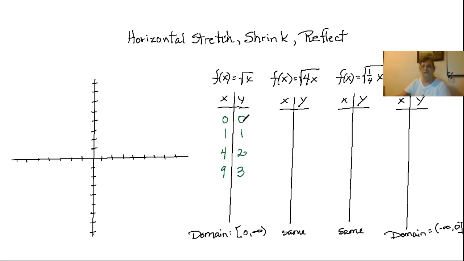You can kind of decide what you want your y value to be and then reverse engineer what you need your x value to be there. So I've got 0, 0, and 1, 1, but now it's 4, 2, 9, 3. This gives me the top half of a sideways parabola.